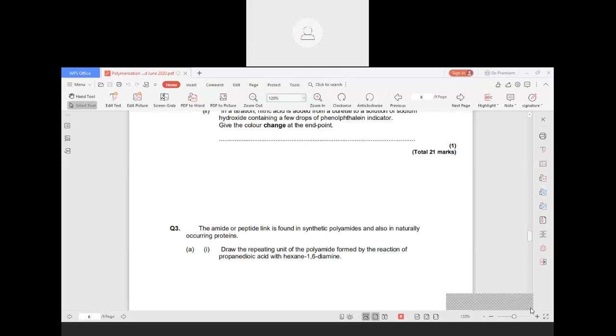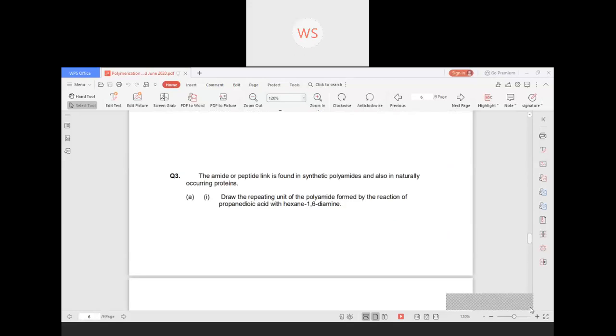The easy way to remember is like this: in universal indicator, red to purple. Just remember that and you'll be fine. Same thing with methyl orange. In alkali it should be green, but in acid it should be orange. Yes, I get it. Nicholas is correct.